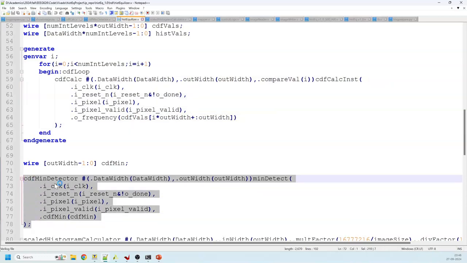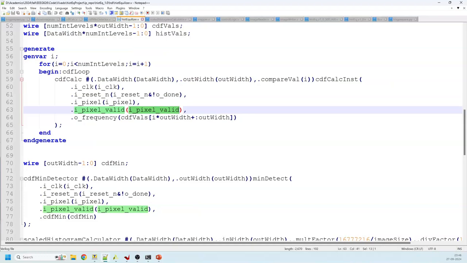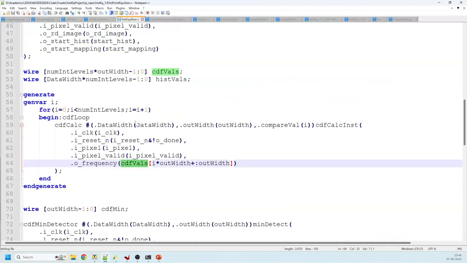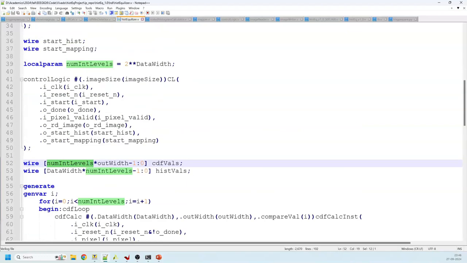Here is the CDF minimum calculator that we have seen. And you will see the same input pixel and input pixel value, so basically the same streaming interface is going to both of these modules. Once I pass my entire image, I will have the minimum cumulative histogram here and all the cumulative histogram values here. Now here again, one interesting point is the CDF values. I have declared it as a single dimensional array. That's why it is written like port width plus number of levels times output. As far as we are concerned, the number of levels is 256. Again, that comes as a parameter here, 2 to the power of data width, where data width is 8.